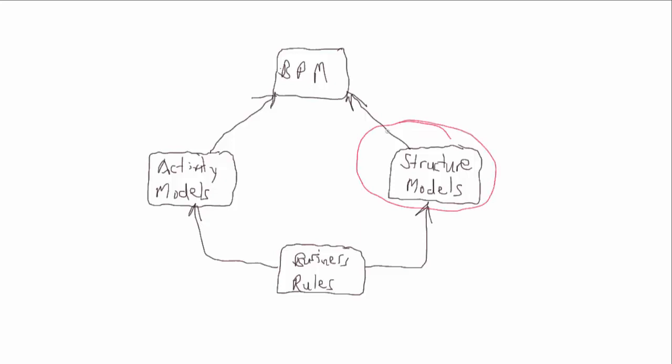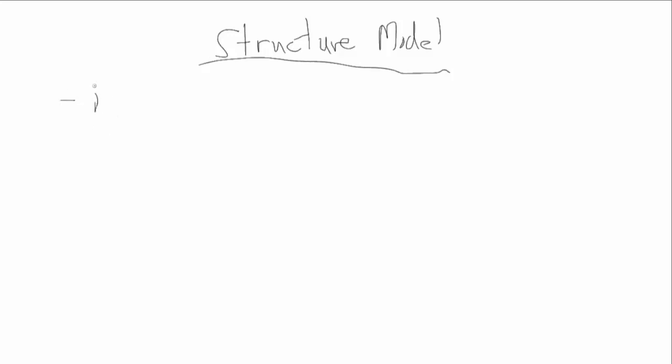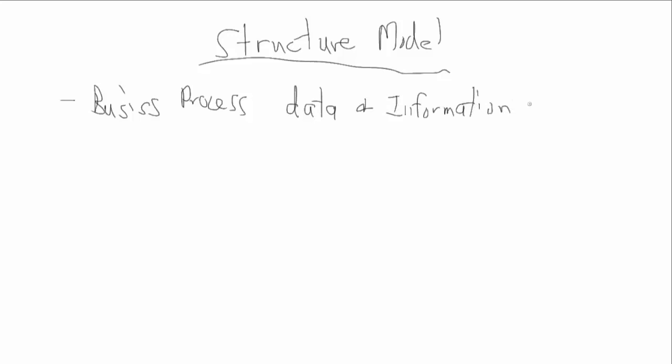You need to know how the data, the information is going to be structured in your business process as well. What is a structure model? Basically, in a business process, it describes for the business process the data and information structures. Well, what do we mean by structures? Well, we'll get into that in just a little bit.